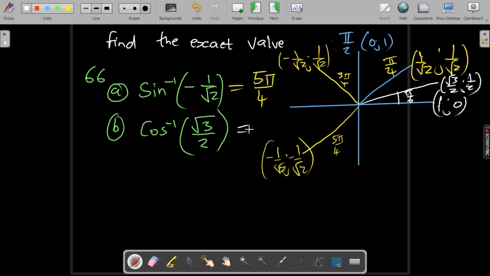And that is where our cosine is square root of 3 over 2. That's one of the places, that pi over 6. So we can give that as our answer.